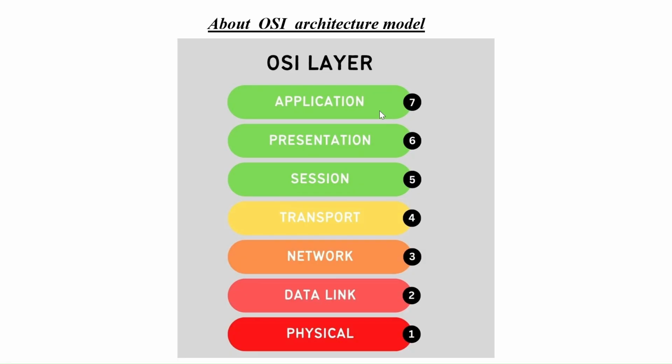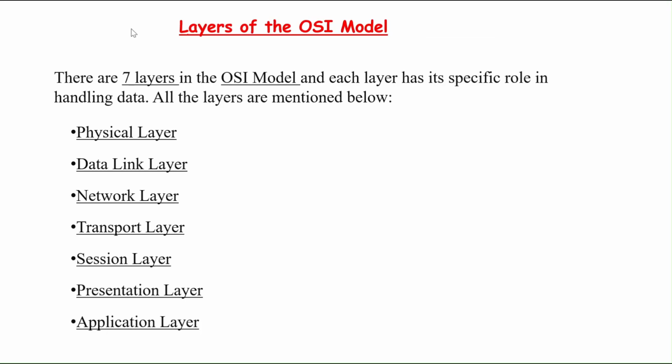In the next slides, you are going to learn about the application layer up to the physical layer. The application layer is the seventh layer you are going to learn. So, see in the next slide. Earlier I said that it has seven layers. It is also called the layered architecture.